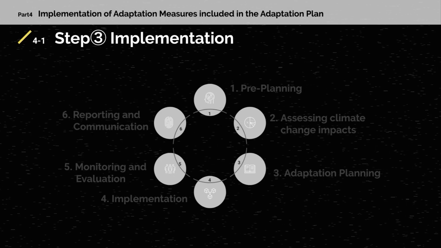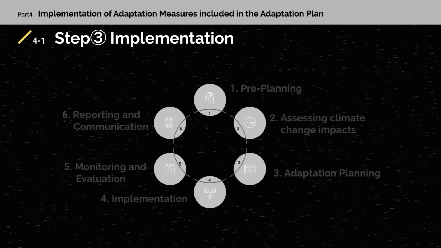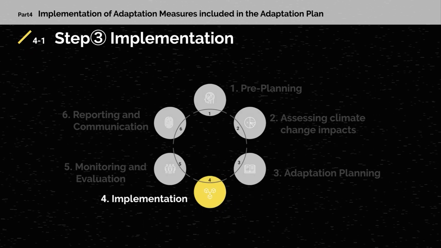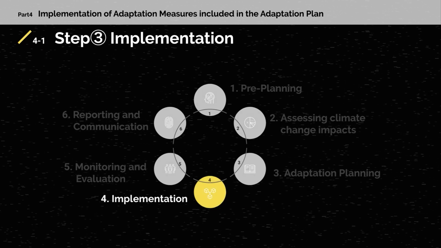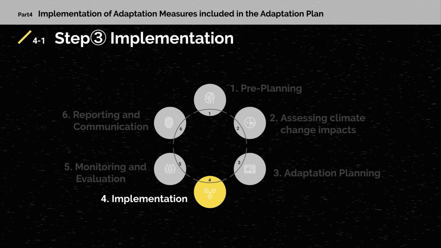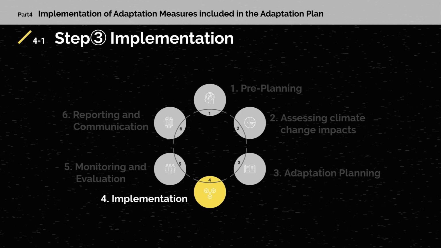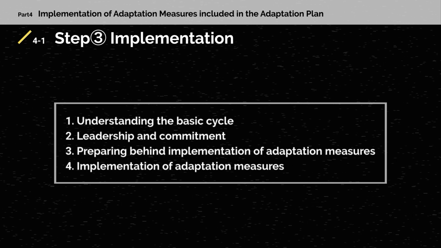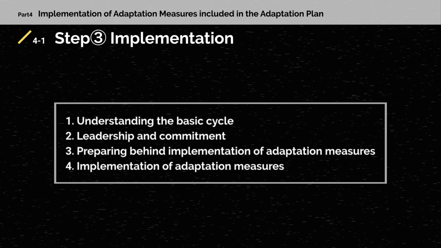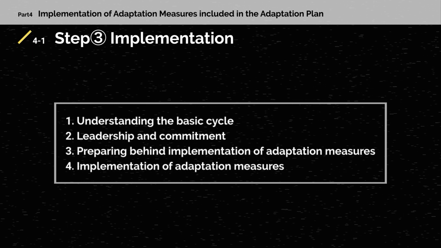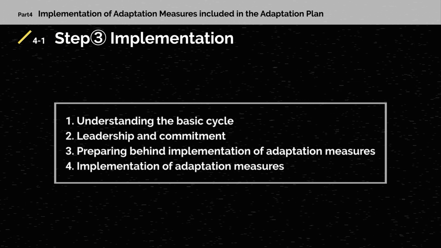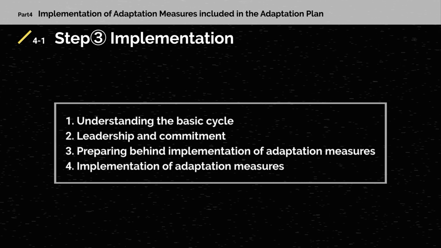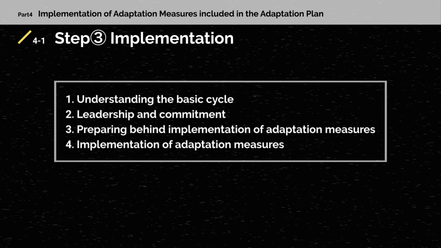Part 4 of this training will introduce the implementation phase of adaptation measures based on the local adaptation plans, starting from the basic implementation cycle and ending with the implementation of adaptation measures, using tools and examples. This part corresponds to Part 4, Implementation of Climate Change Adaptation, of Module 2. The main points here are: understanding the basic cycle, leadership and commitment, preparing to implement adaptation measures, implementing adaptation measures.